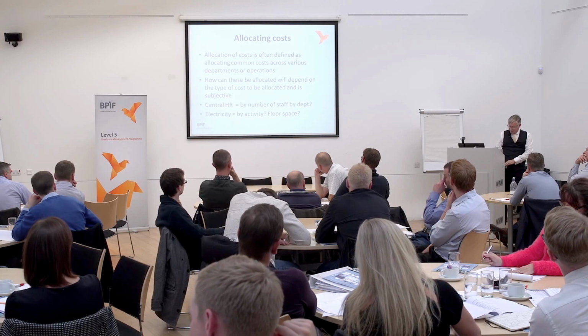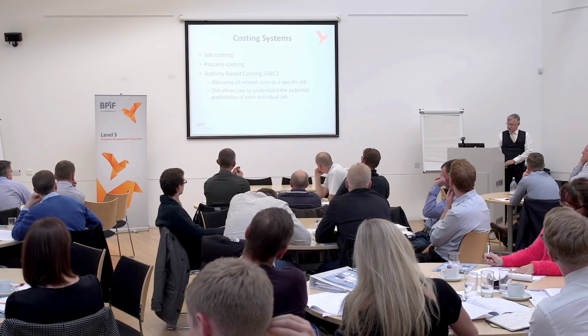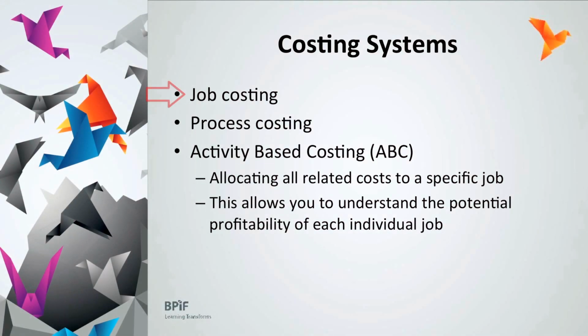Helping alongside that really are costing systems. Basically it's a system that will help management fine-tune their operations, help to cut costs and be more productive. The three main types are job costing, process costing, and activity-based costing. Job costing is where materials, labour and overhead costs are compiled for a particular unit or a job, and that works well when there's a unique product.